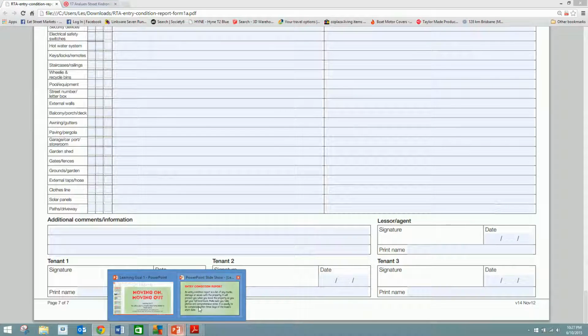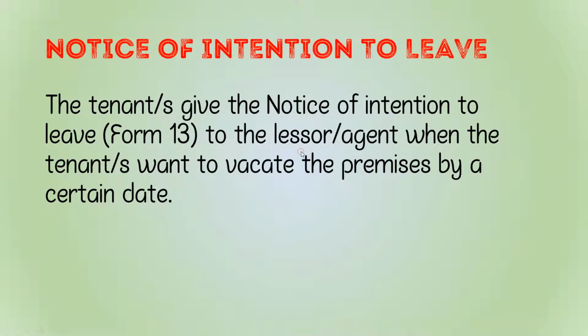We're on to the last one now. A notice of intention to leave. So the tenants give a notice of intention to leave, a Form 13, to the lessor or agent when the tenants want to vacate the premises by a certain date. So when you are ready to leave a property, you have to give notice.